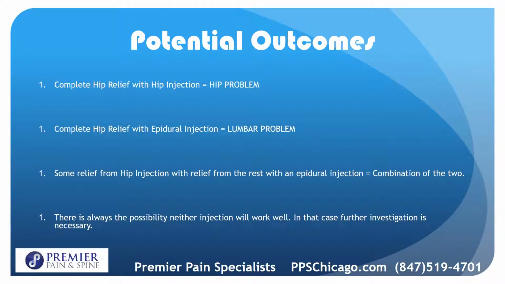If you have complete hip relief with an epidural injection, that means you have a lumbar spinal stenosis problem. If you get some relief from the hip injection with the rest of the relief from an epidural injection, that means you have both. And that's not uncommon to have both hip arthritis and spinal stenosis causing symptoms. All right? And there's always the possibility that neither injection will work very well. In that case, you have to do further investigation to figure it out.